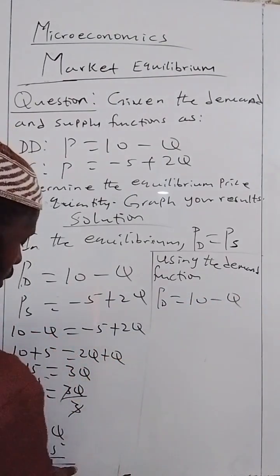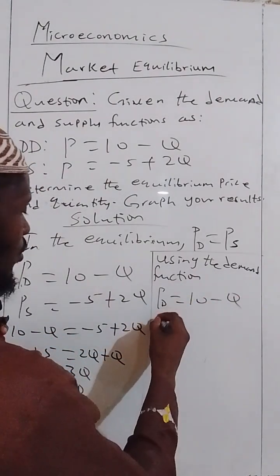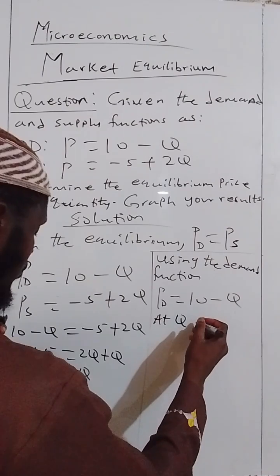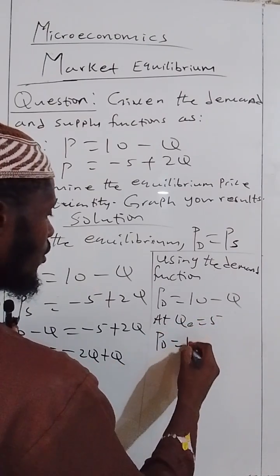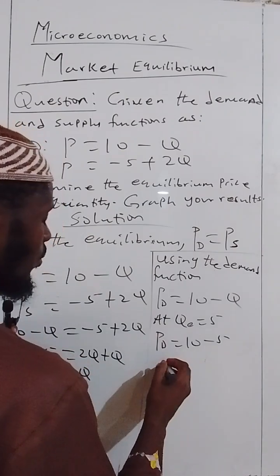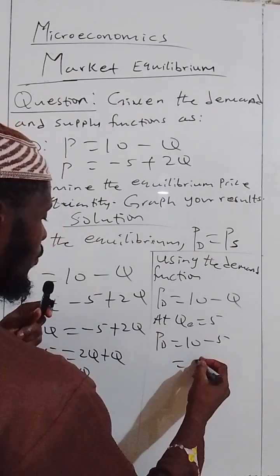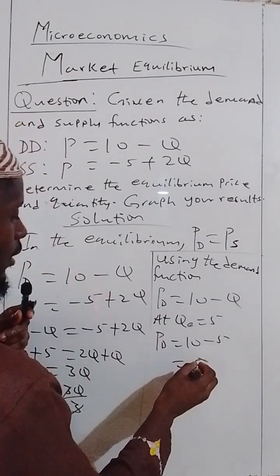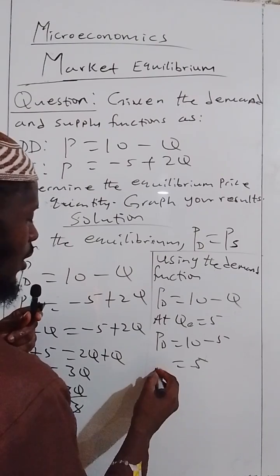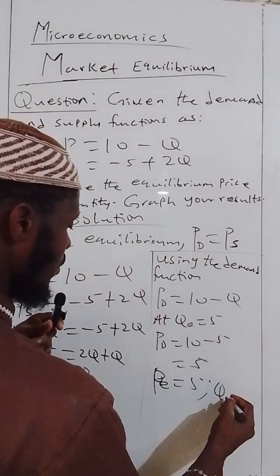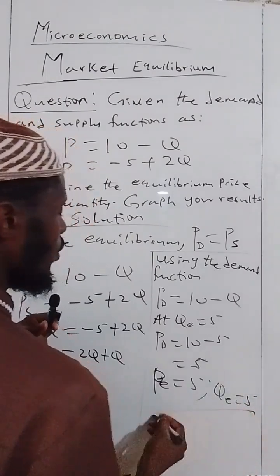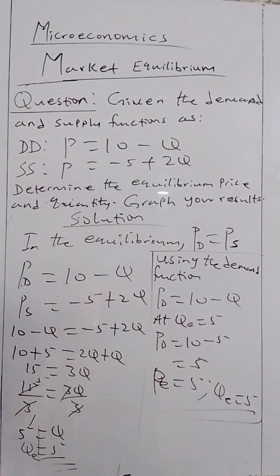So we have to plug in the given value. At QE equals 5, we have PD equals 10 minus 5, which is equal to 5. Because this is obtained at equilibrium, our PE is equal to 5, while our QE equals 5. So this is our equilibrium price and quantity.